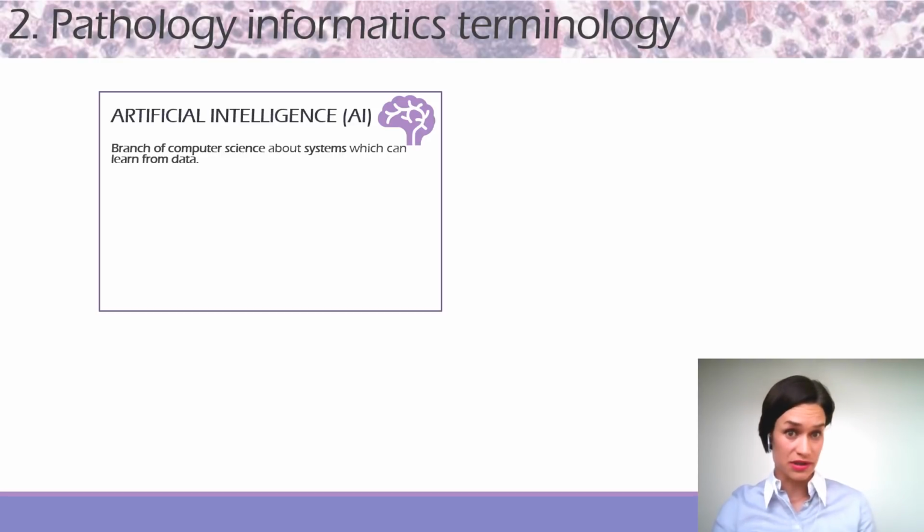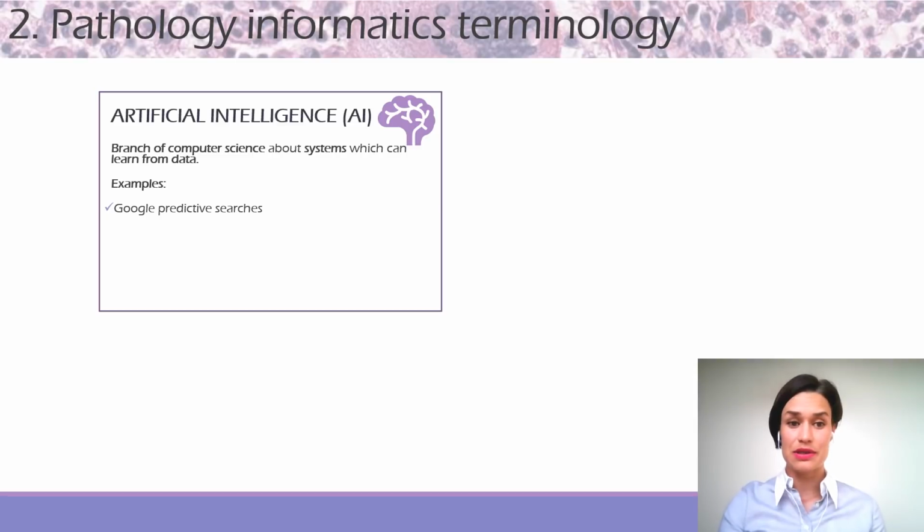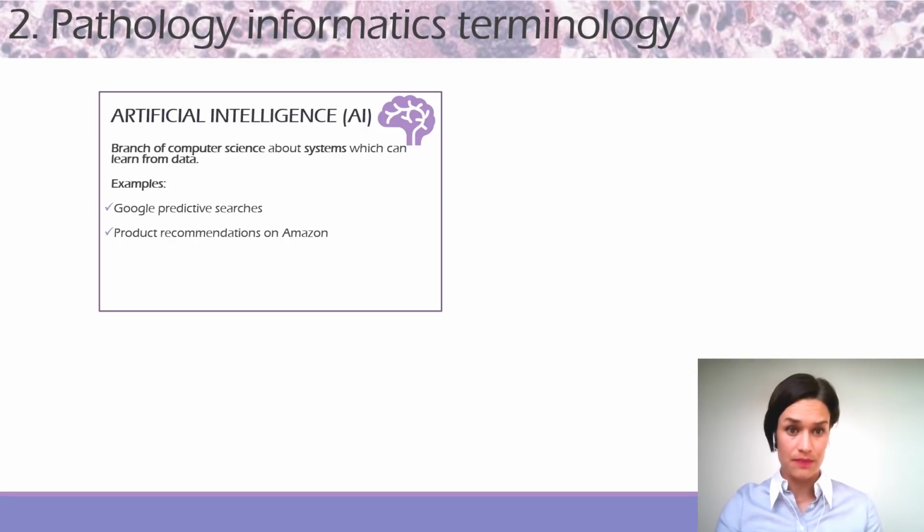What is artificial intelligence? It is a branch of computer science about systems which can learn from data. So we encounter AI every time we touch any of our mobile devices. And examples here would be Google predictive searches. When we start typing something to look it up in Google, we get a suggestion, and usually these suggestions are correct. And this is AI product recommendations on Amazon.